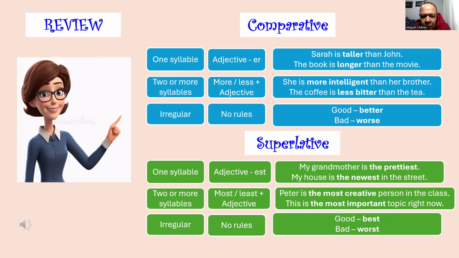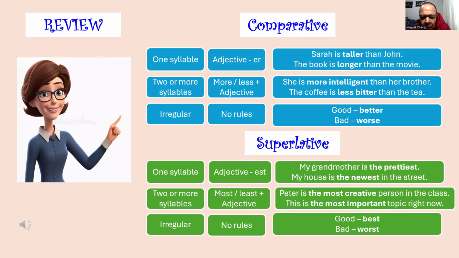For adjectives with two or more syllables, the comparative is created by adding more or less before the adjective. For example, she is more intelligent than her brother. The coffee is less bitter than the tea. There are some irregular comparatives that do not follow these patterns, such as good becoming better and bad becoming worse.